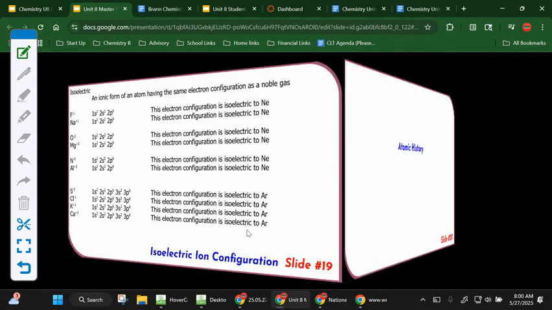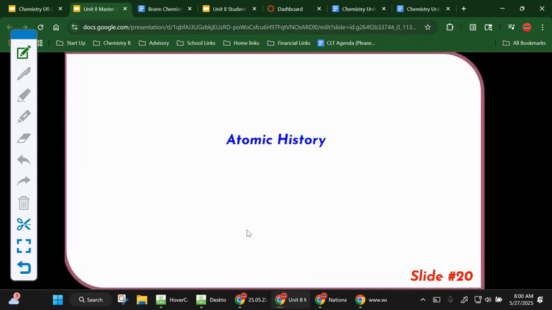Okay, so here we go, ladies and gentlemen, atomic history. Now, I would like to preface this, ladies and gentlemen, by saying a couple of things. Number one, this history goes back a long time. Matter of fact, it begins 400 BC. So that is about 2,500 years ago.